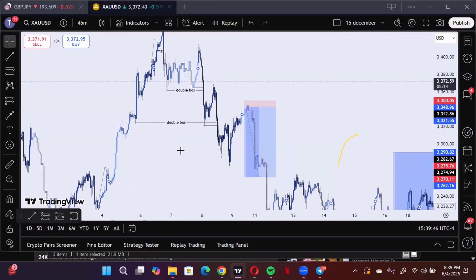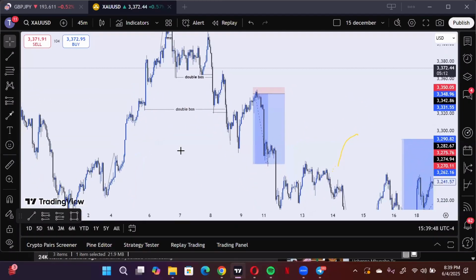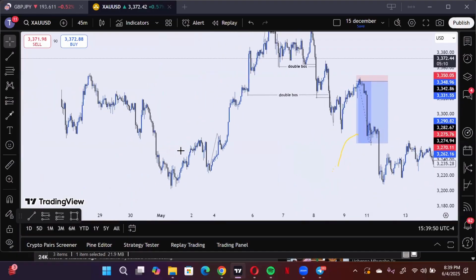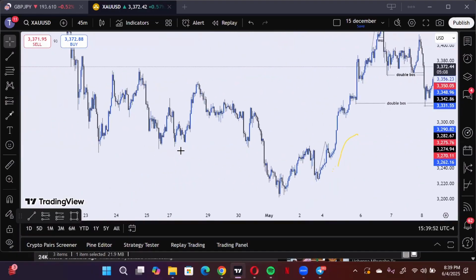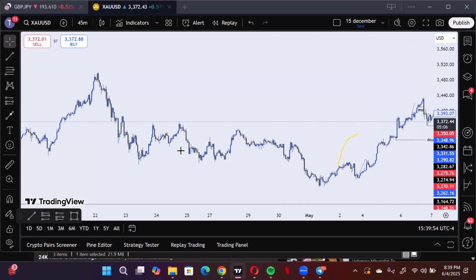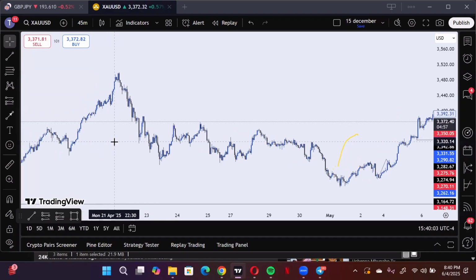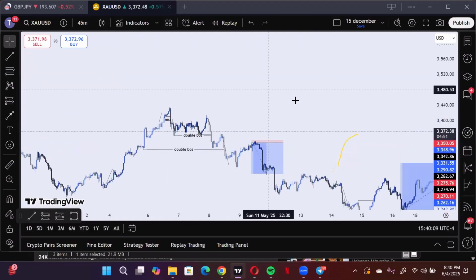So a double break of structure is the one that takes out two consecutive zones in the market, not just a single zone. If market is making, for example, lower highs, lower lows, lower highs, and it's not taking out two consecutive zones, then that's just a single break of structure. But when it takes out two consecutive zones, then that's when you can call it a double break of structure.